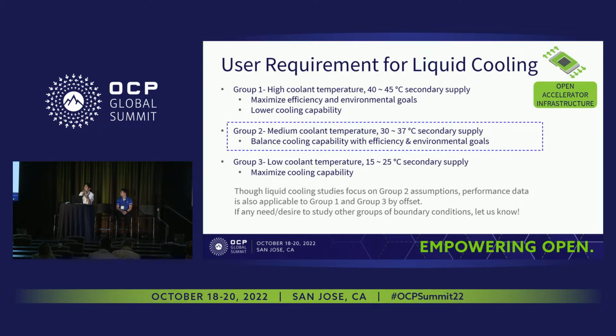But if you try to simplify the boundary conditions and group them into smaller variations, we have the high coolant temperature group, the medium coolant temperature group, and the low coolant temperature group. For the studies this group performed, we are focusing on the group 2 assumptions. Our performance data are also applicable to group 1 and group 3 by offset. If there's a need or desire to study other groups of boundary conditions, let us know.